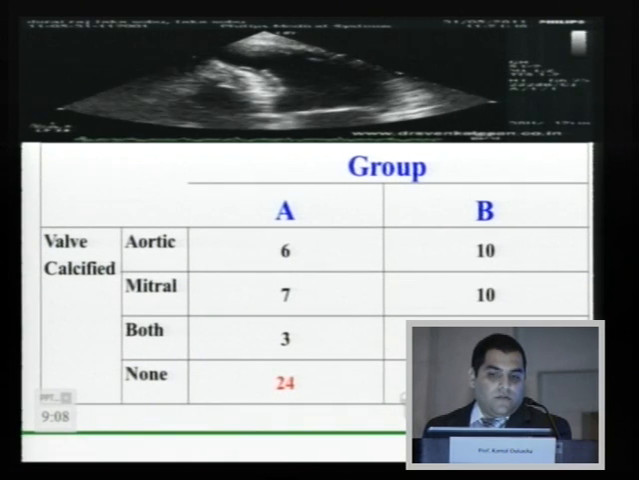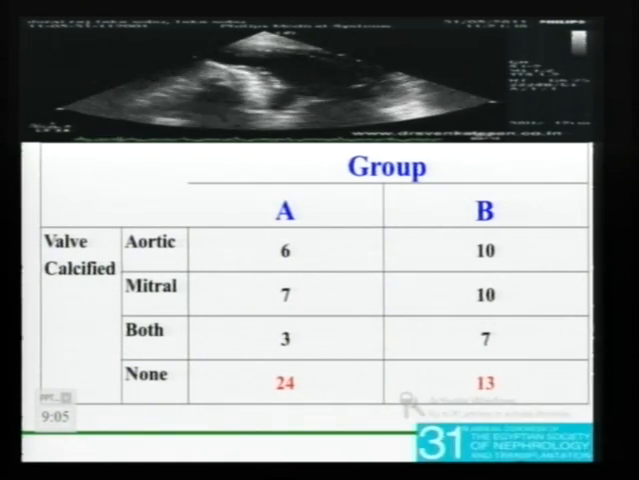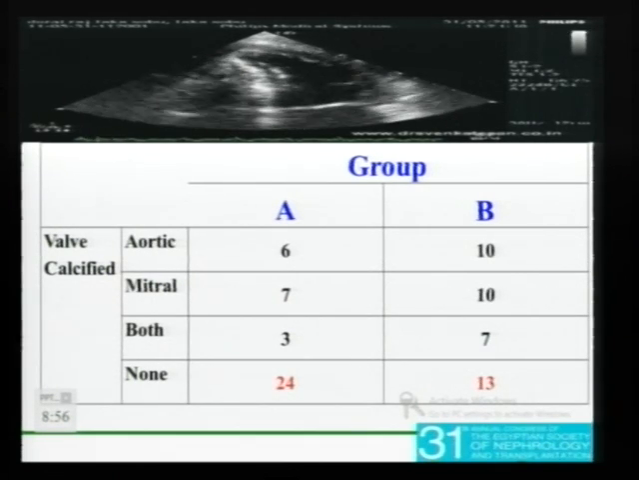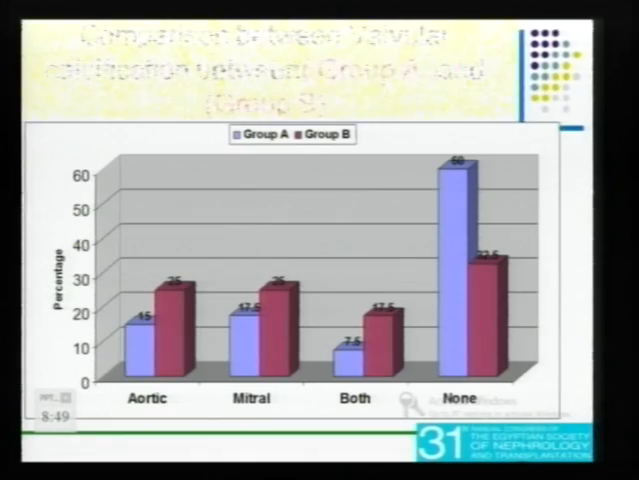When we conducted the echo to look for valvular calcification, the number of valvular calcifications in the high calcium dialysate group B was higher in the aortic, in the mitral, and of course in both. The patients with no valvular calcification in group A were 25, double the number of patients with no valvular calcification in group B.